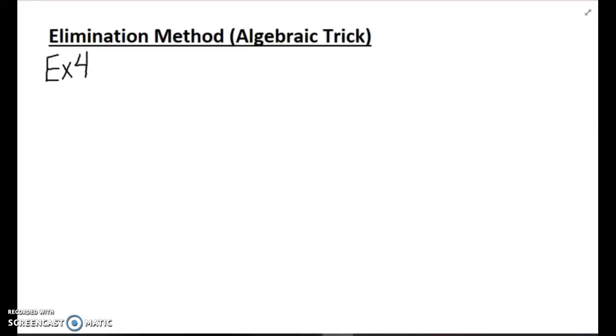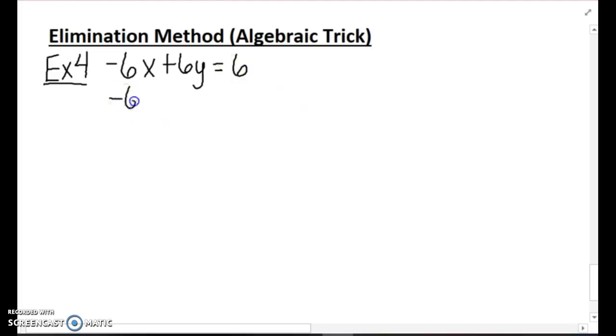Today we are going to be doing the elimination method a little bit different. It is going to have an algebraic trick. So this is a continuation from the first video you should have watched. All right, so write down example number 4. We're going to have negative 6x plus 6y equals 6. And negative 6x plus 3y equals negative 12.